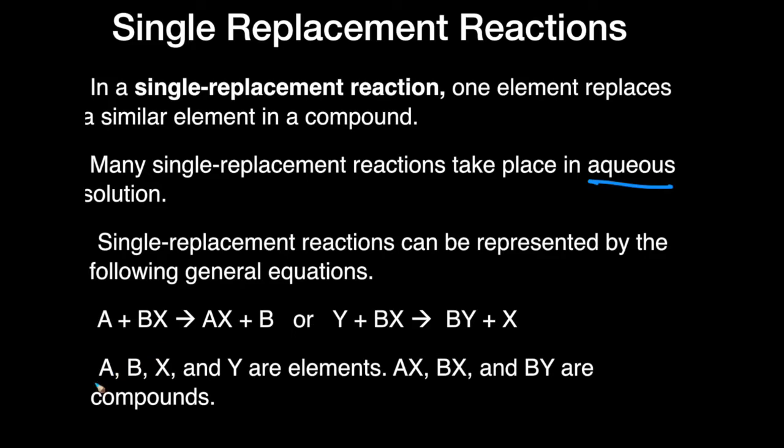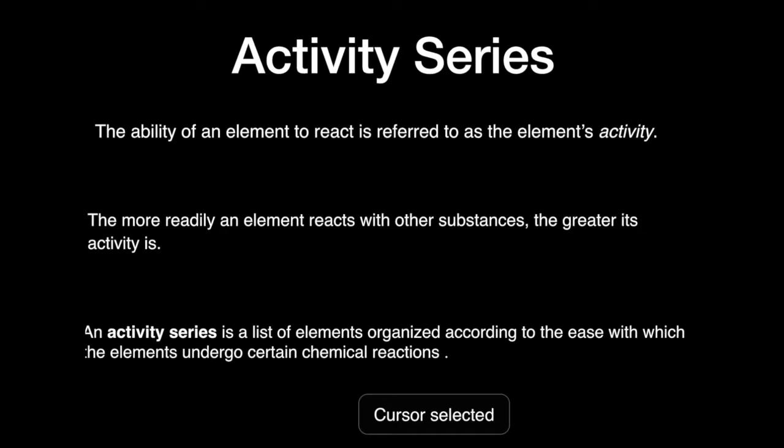A plus BX will produce AX plus B, or Y plus BX will produce BY plus X, where A, B, X, and Y are elements, and AX, BX, and BY are compounds. So when configuring single replacement reactions, we need to use an activity series.